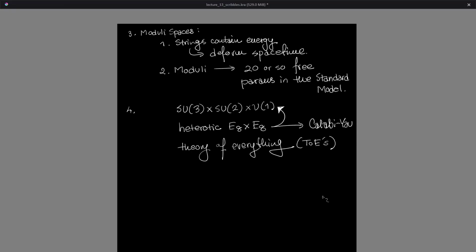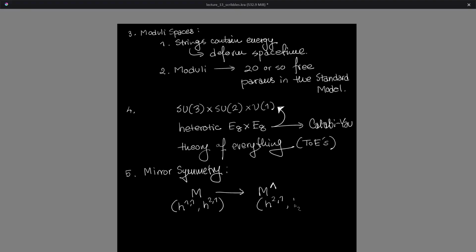Another reason, and lastly, there's something called mirror symmetry. At least on Calabi-Yau threefolds, it's been shown that if you have a Calabi-Yau M, then you also have a Calabi-Yau M with a little wedge on top. This is the mirrored Calabi-Yau, and it has the flipped Hodge numbers. So if this one has the Hodge numbers h11, h21, then this one has the Hodge numbers h21, h11. And this is interesting to physicists because certain problems that are impossible to solve on the regular Calabi-Yau are much easier to solve on the mirrored Calabi-Yau.